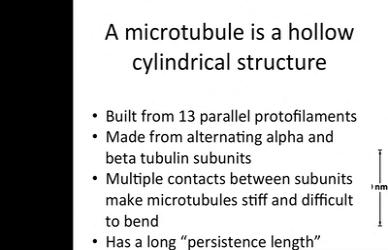So, microtubules. They're hollow. They have a cylindrical structure. They're built from 13 parallel protofilaments. So a protofilament is one of these lines of subunits. So they're made from alternating alpha-beta tubulin subunits. And then there are multiple contacts between subunits that make these microtubules stiff and difficult to bend. They have a long persistence length, so they can get very long and still be stable. They're the stiffest, straightest structural element found in most animal cells.